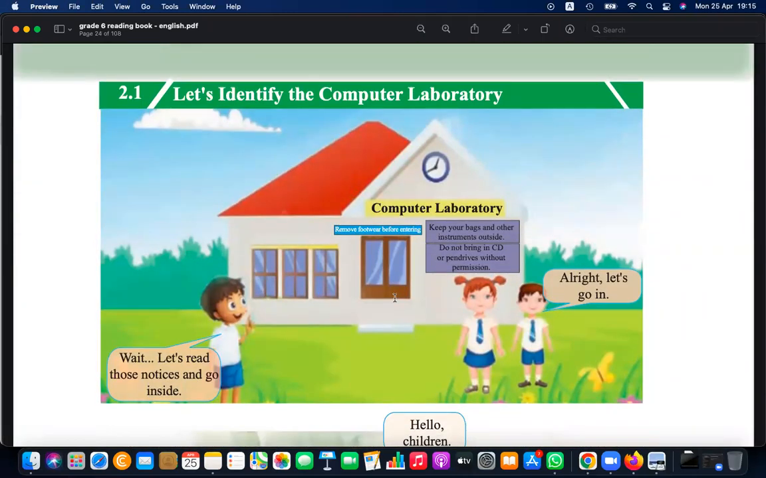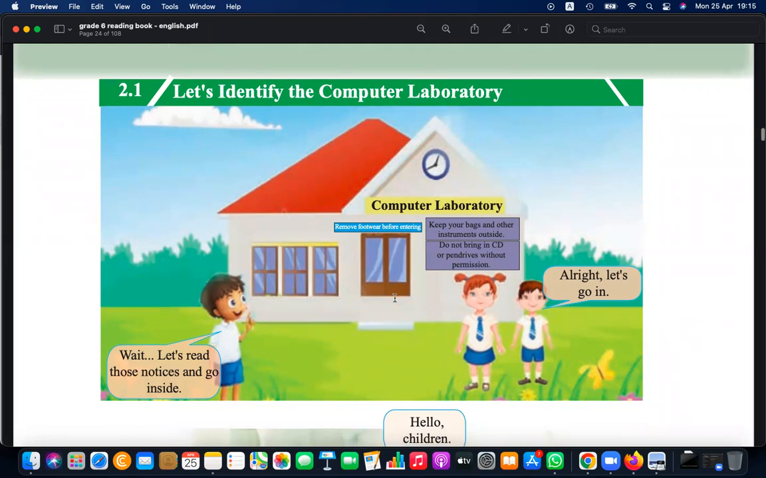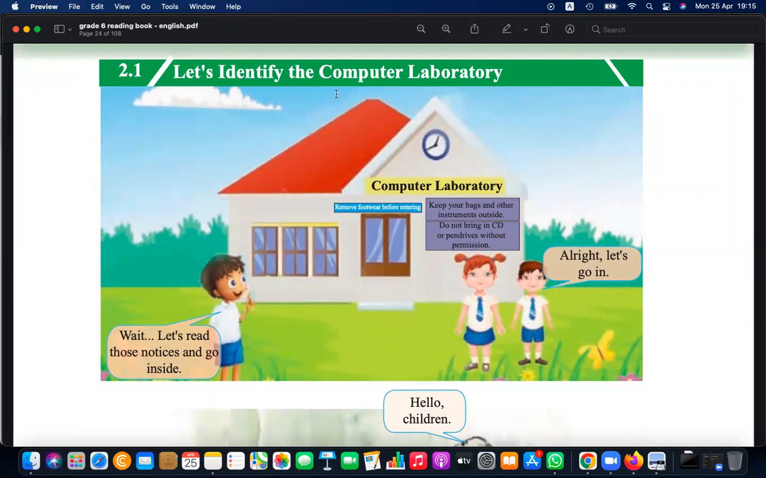I hope that you have visited your computer lab in your new school. I hope most of you have changed schools for Grade 6 after the Grade 5 scholarship. Some are in the same school, but it doesn't matter. Anyway, in Grade 6 you have the subject ICT, so you need to access the computer lab because you have that subject in your syllabus. Can you tell me, what are the things inside the computer lab?